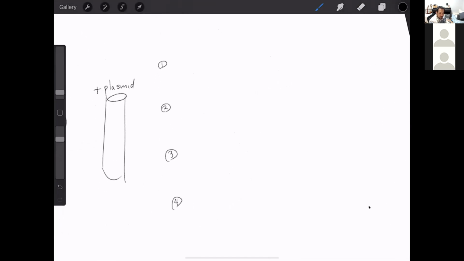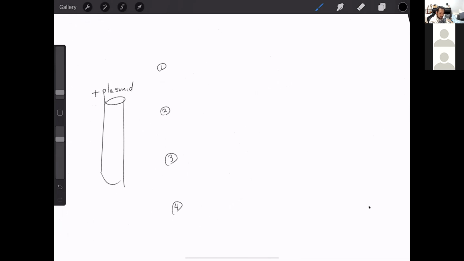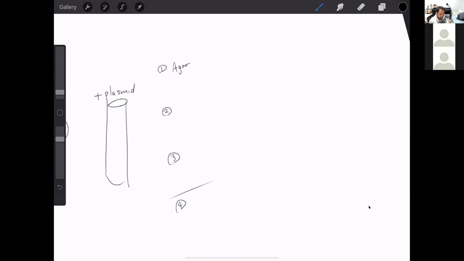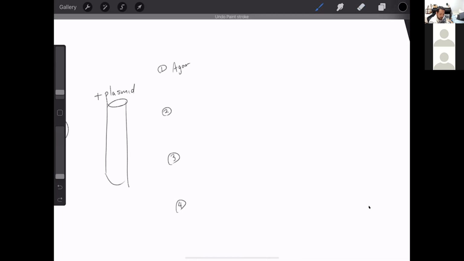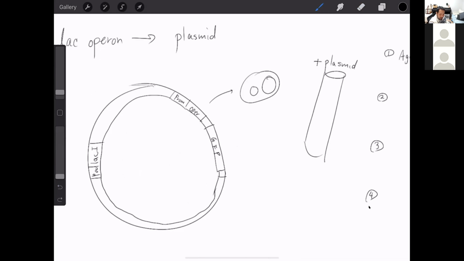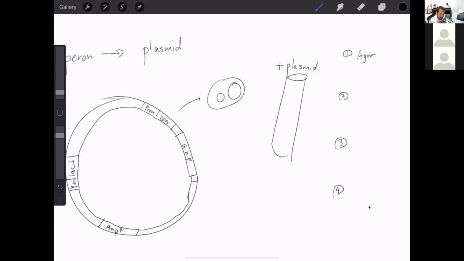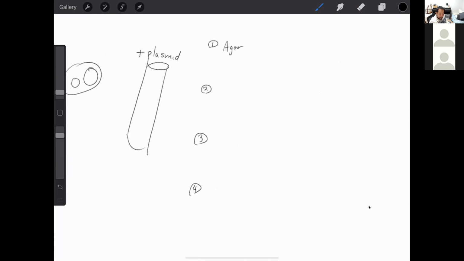So the first condition here was, I think, just agar. Oh, and by the way, sorry guys, there's obviously ampicillin resistance here as well, right? There's obviously AMP-R here as well. Ampicillin resistance. All right. So on the first plate, we had agar, we had no AMP, and we have no lactose.